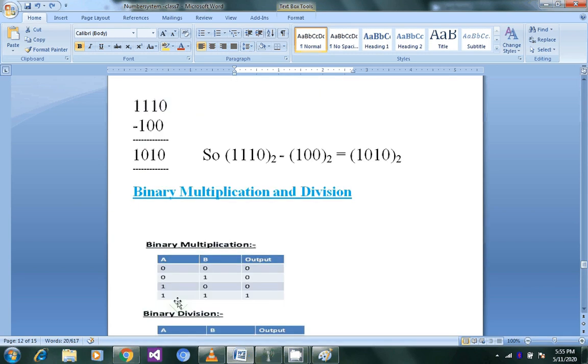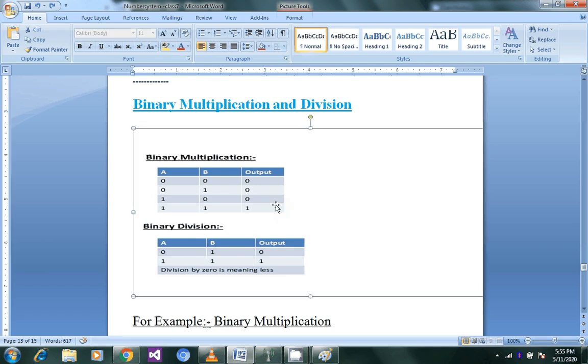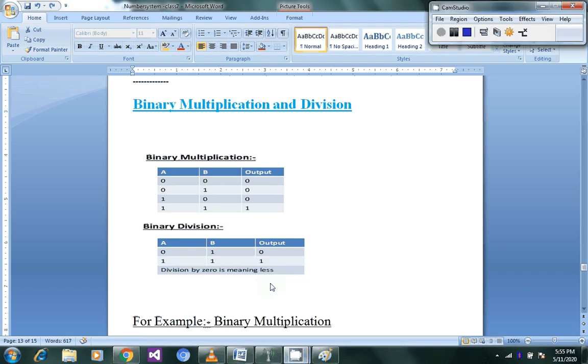Now come to binary multiplication and division. So here are some rules of binary multiplication. Binary multiplication can be achieved in a similar way as you multiply decimal values in mathematics using the long multiplication method, that is, multiplying each digit and in turn then adding the values together. Now you see binary multiplication and division. Here are the rules of binary multiplication.